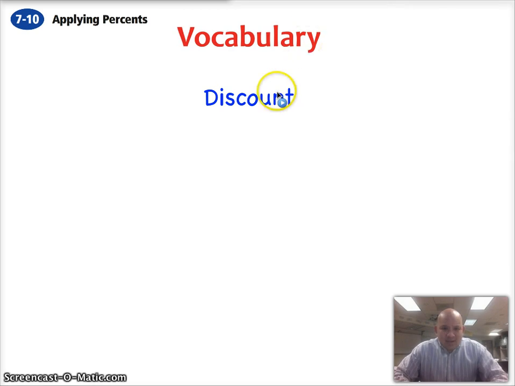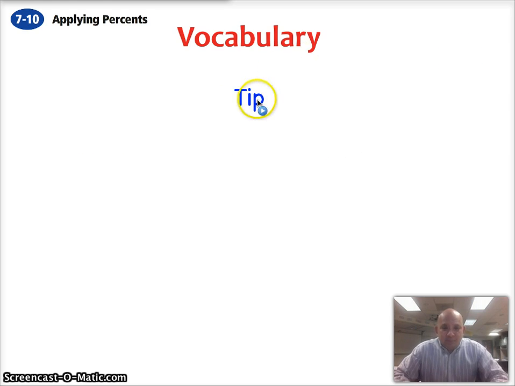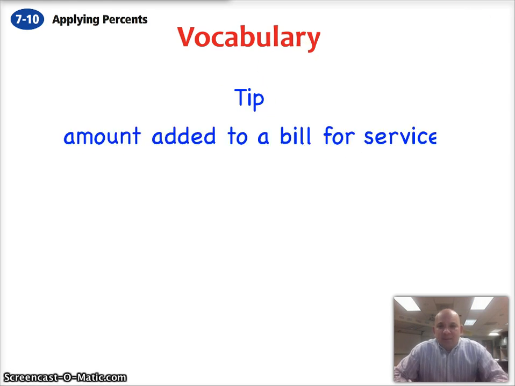The first is discount. A discount is an amount that is subtracted from the price of an item. We'll talk further about that in the word problems that we'll encounter. The second term is a tip, amount added to a bill for service. You'll usually see this with people that provide us services like waitresses, waiters, people at the cleaners possibly.